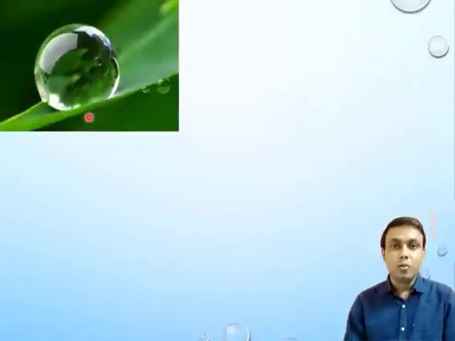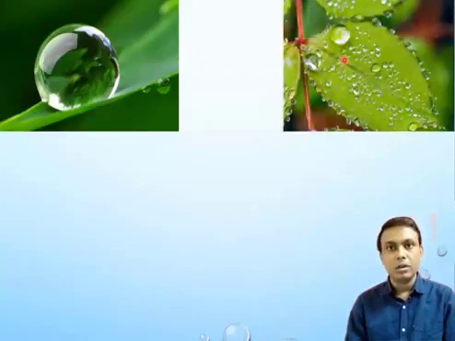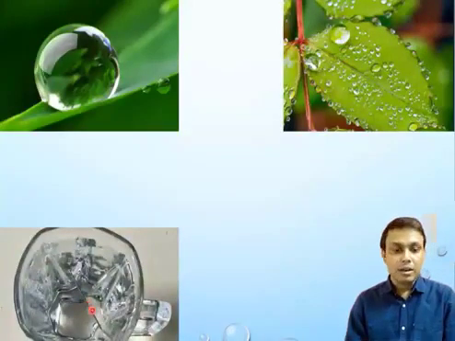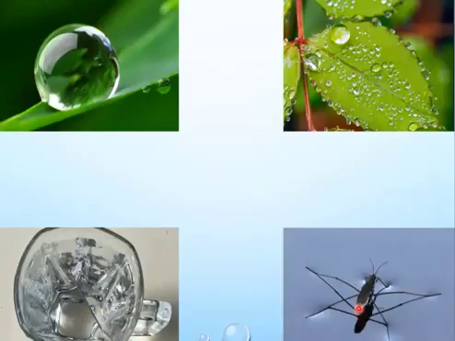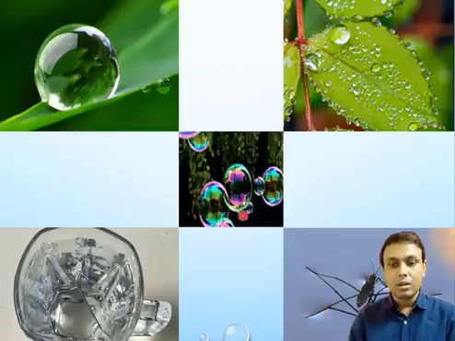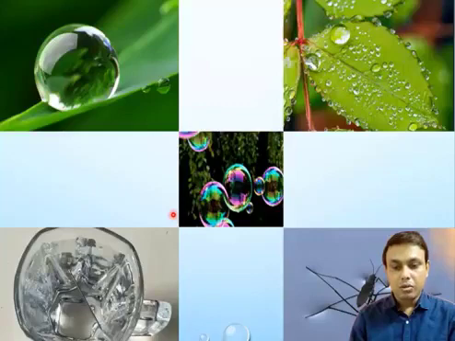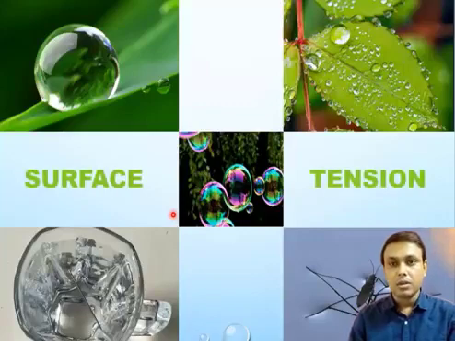This is a small spherical dewdrop. Here are some small raindrops. Here you see a needle. It is floating on the surface of water. The insect is walking on the surface of water. These are spherical bubbles. Now, behind all these phenomena, there is a property of liquid. That property of liquid is surface tension.